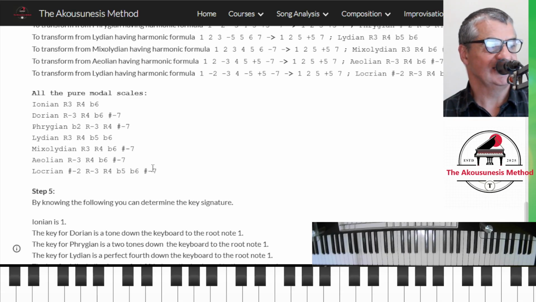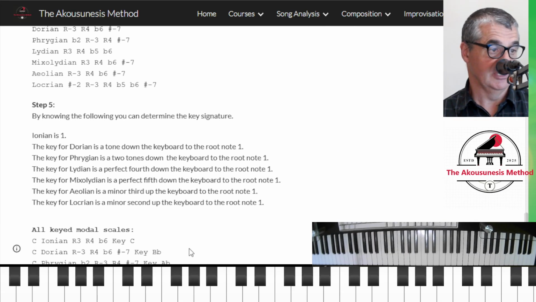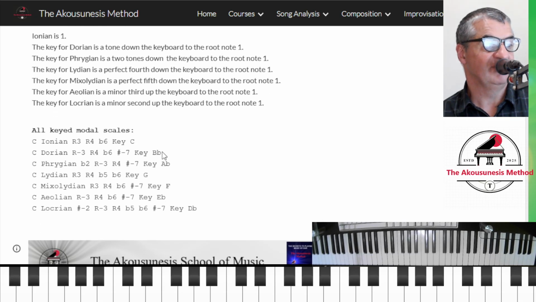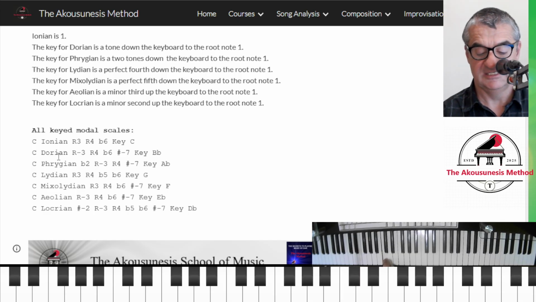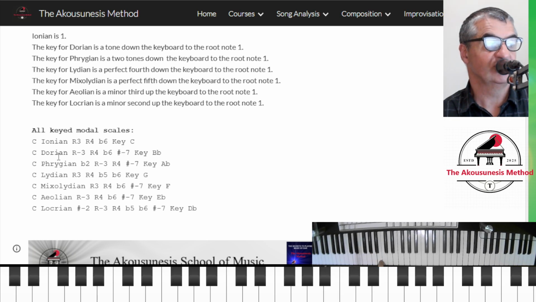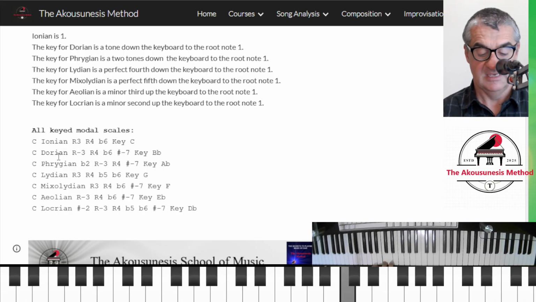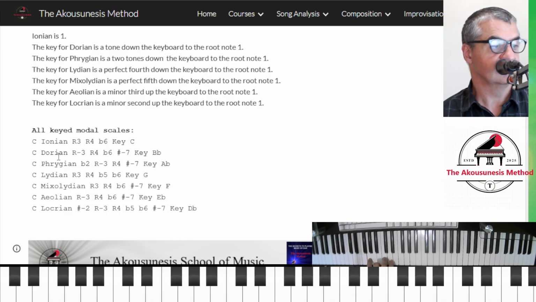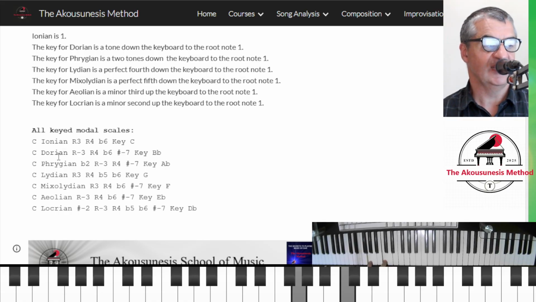Again, you want to now place these in key signatures. Well, Ionian, you're going to go through the same logic you did. Ionian is going to be in the key of C. Dorian's going to be B flat. C Dorian is going to be in the key of B flat. C Phrygian is going to be in the key of A flat, 2 tones down. C Lydian, right, is going to be in the key of G, which was a perfect 4th down.